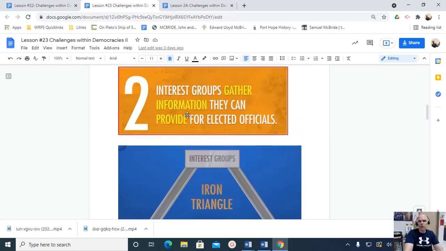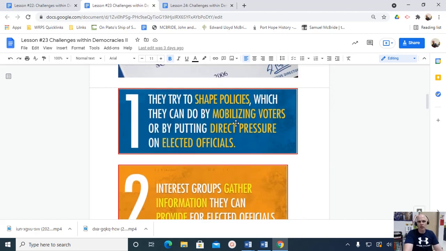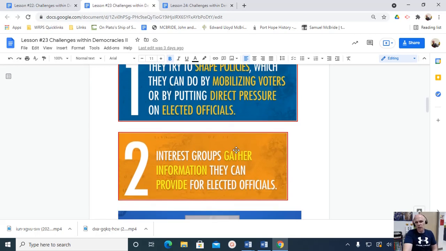If lobby groups provide information for elected officials, Mothers Against Drunk Drivers are saying this is what you need to know about drunk driving. If lobby groups mobilize voters, then these two things combined make them look more democratic. But they become a challenge to democracy when they begin to overwhelm the voice of the will of the people, to the extent that government doesn't listen to the people, they only listen to certain lobby groups.